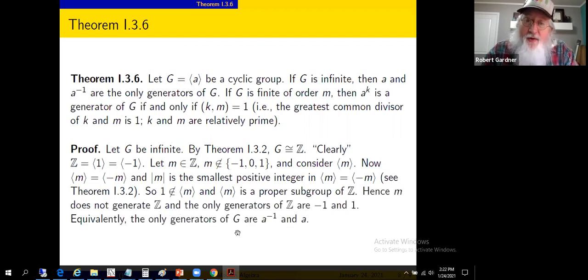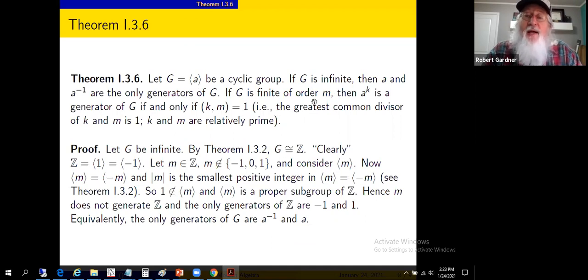In group G, equivalently, the only generators are A and A inverse. If you like, A to the 1 and A to the -1. Dealing with that isomorphism we introduced upstairs, alpha, I think we called it, between a group and the integers. So we made the integers exponents. So equivalently, these are the generators of this group G. All right, so that takes care of if G is infinite. The only generators we get are A and A inverse, where G itself is generated by A.